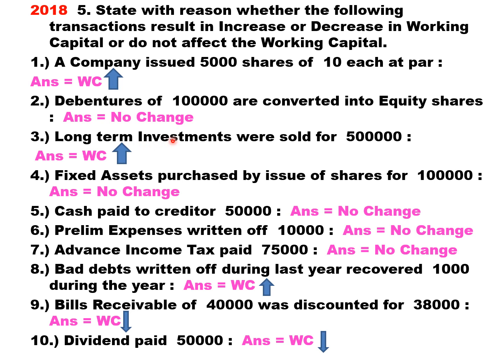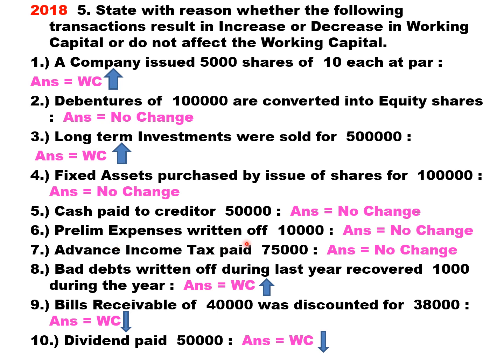Long-term investments were sold for rupees 5 lakh. So investments are sold, cash is received. So increase in cash will result in increase in working capital. Fixed assets purchased by issue of shares for rupees 1 lakh. So shares are issued against purchase of fixed asset. Fixed asset non-current, share is non-current, so no change. Cash paid to creditors 50,000. It's a transaction between creditor and the cash. Current and current, no change.